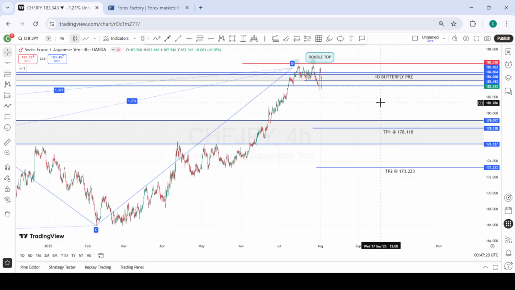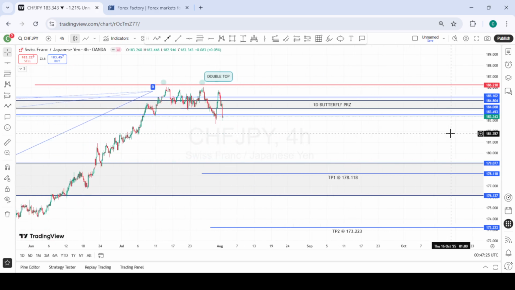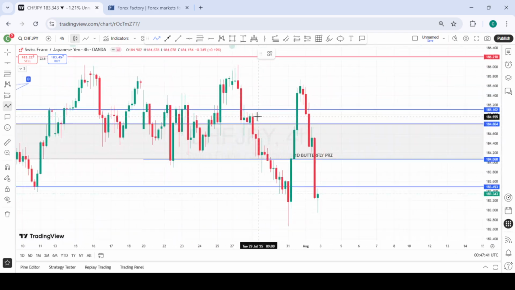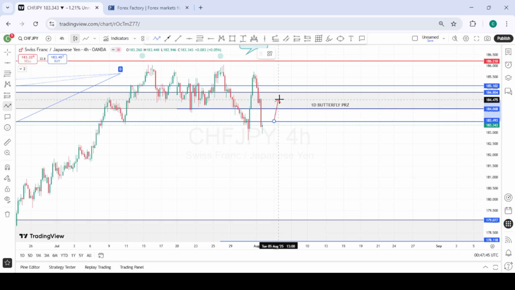So we're expecting price to sell to complete the deep crab pattern. So we should be looking for sales to the downside, to the TP1 or the TP2, to complete the butterfly pattern, the daily time frame or the 4-hour butterfly pattern. So going into next week, I'll be looking forward to a possible pullback to this zone, look for selling opportunities and sell to complete this butterfly pattern.